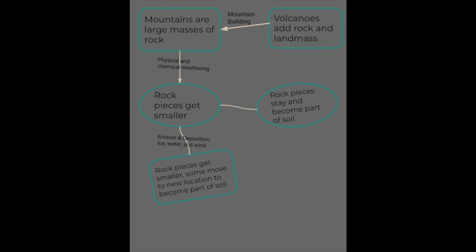There is something that we call erosion and deposition that is caused by ice, water, or wind blowing around, and it causes these small rock pieces to continue to get smaller, but also move around to different locations. They might have started as big mountains, but through physical weathering and erosion, they have moved around and now are part of a new location, and they become part of the soil.